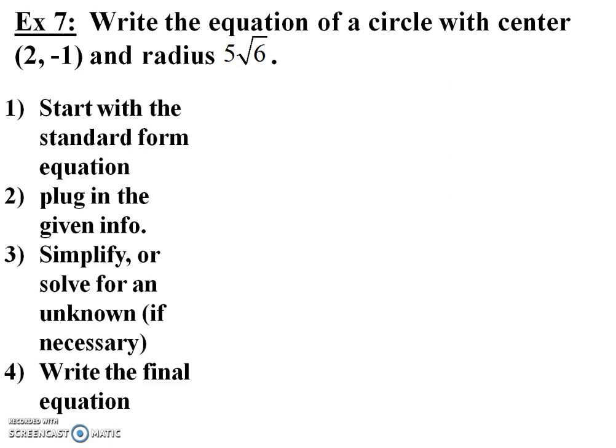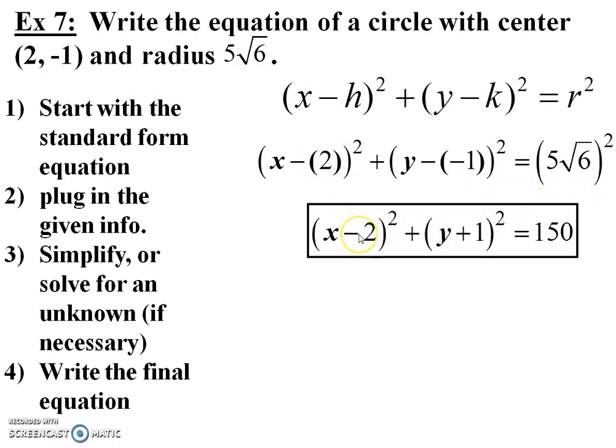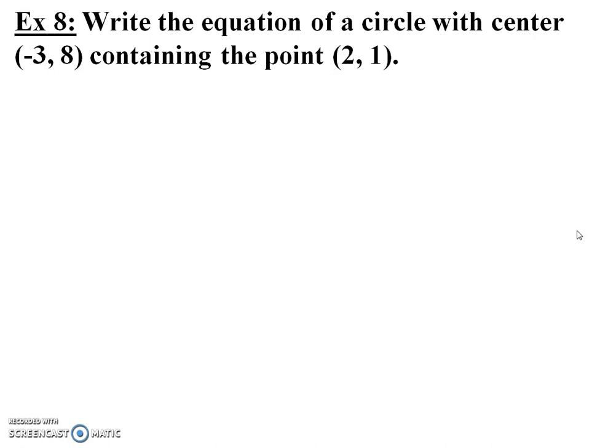Okay? So all we have to do is plug in h and k. We know this is h, we know that's k. We know the radius. But we've got to remember to square this for our equation over here. So plugging in 2 for here and negative 1 over here would give us this value right here. It's going to be x minus 2 quantity squared plus the quantity of y plus 1 squared. And that's equal to 150 because this is 5 times 5 and square root of 6 times square root of 6 is just 6. So 25 times 6, 150. And there you have it.